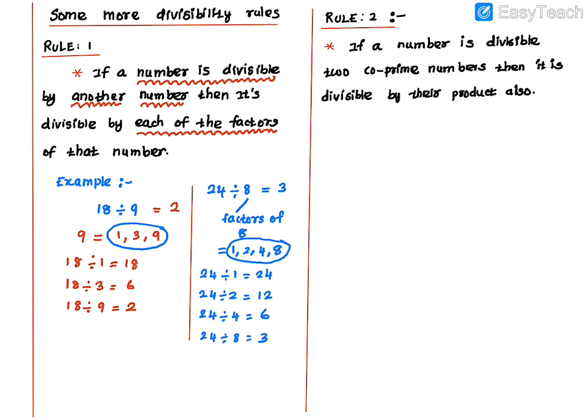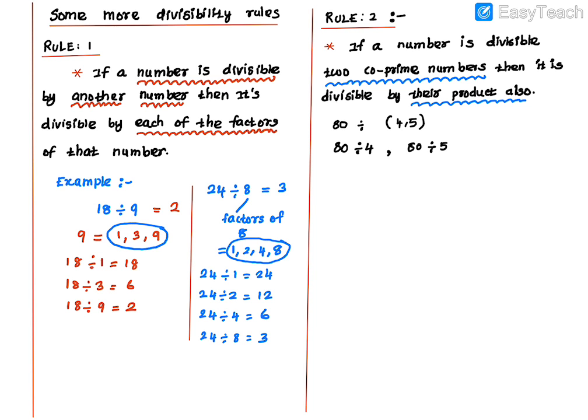Take any two numbers, for example, I will take 80. 80 can be divided by the two co-prime numbers 4 and 5. I put 4, 5 in brackets to show they are co-prime, because the only common factor of 4 and 5 is 1. So 80 can be divisible by 4, and in the same way 80 can be divisible by 5. What is the statement here? If a number is divisible by two co-prime numbers, then it is divisible by their product also.